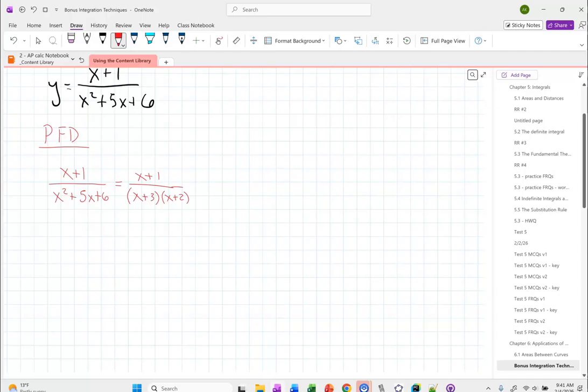Which should be easy, right? Now, what we want to do is rewrite this as two fractions, right? One of them would be x plus 3 in the denominator, the other would be x plus 2 in the denominator, because when you make a common denominator and add them together, you should get this guy to come back, right? Everybody feel okay?